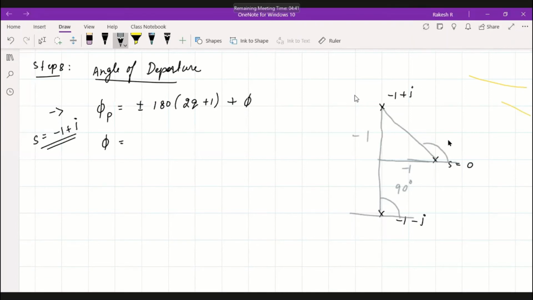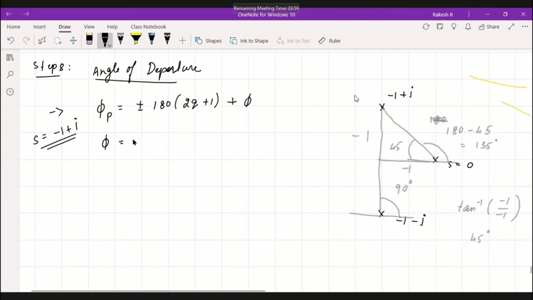To find this angle, I'll find this angle first. This will be tan inverse of b by a, minus 1 divided by minus 1. What is tan inverse of minus 1 divided by minus 1? It is 45 degrees. So this will be our 45 degrees. What will be this angle? 180 minus 45, which is 135 degrees.